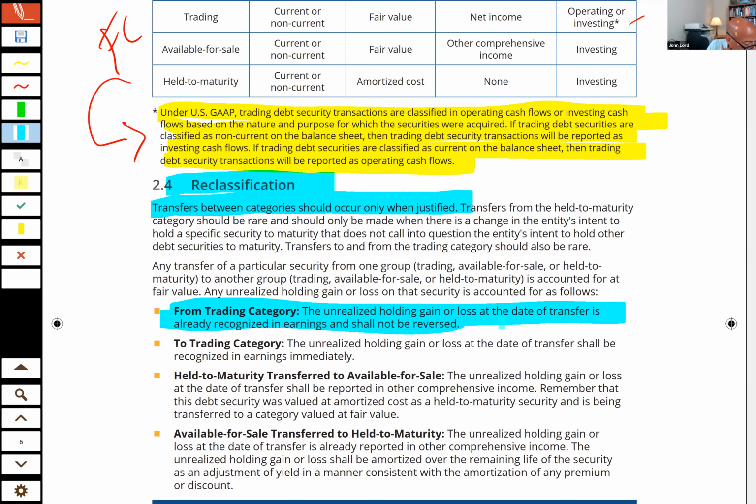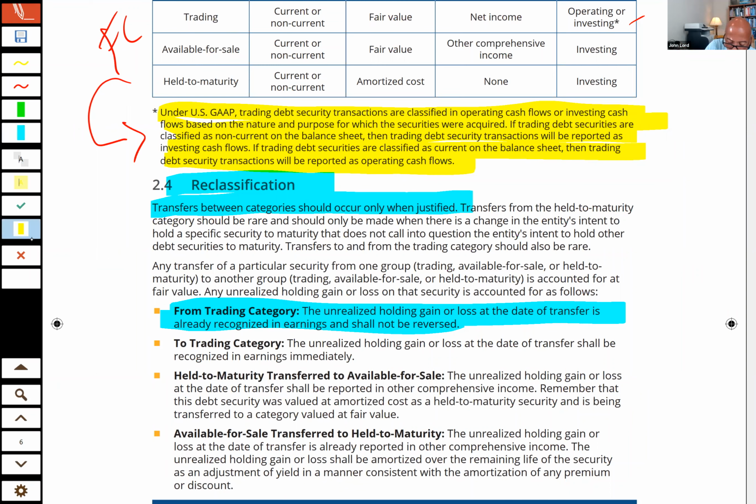Okay. Now, if you are sitting here and let me catch myself up, guys, because I know I want you to flashcard this. Yeah, they have another table coming up, so don't worry. Okay. From trading, don't do anything. Just move it into the new category, and then treat it using the new method going forward, right?